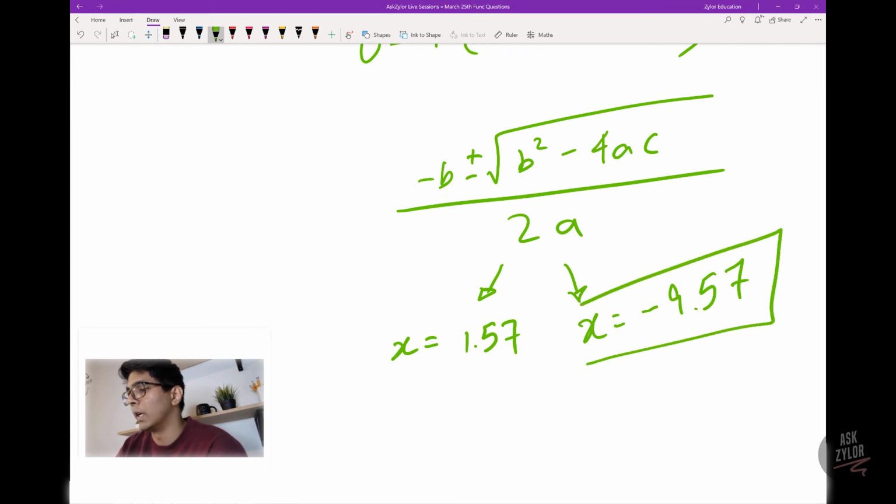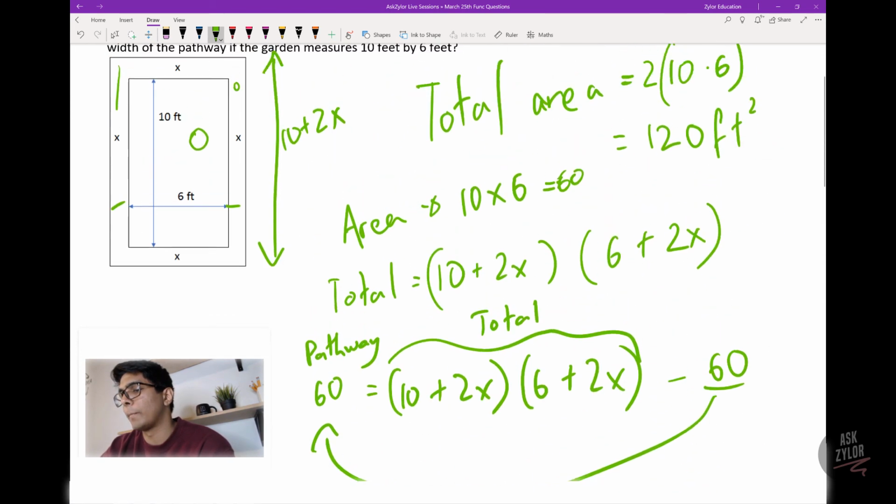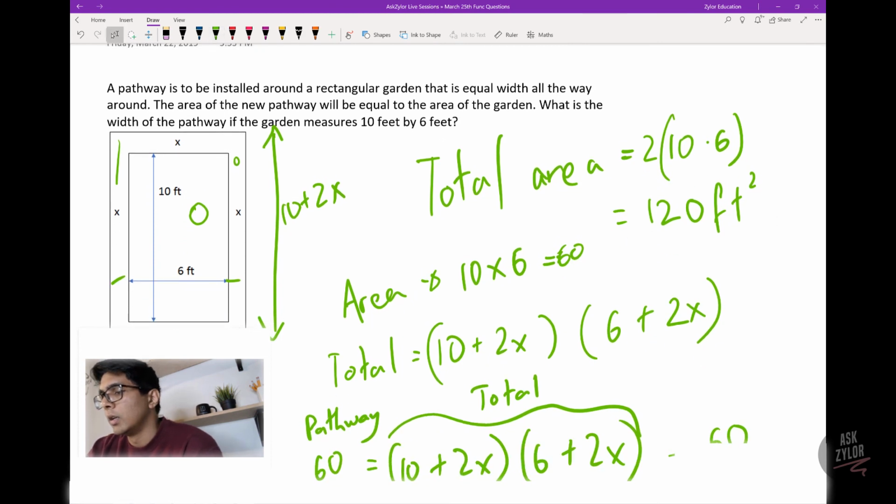We can't have a negative number because we're using it in geometric applications, so we can't really have a negative distance. So we're going to use the 1.57. So my pathway has a width of 1.57 feet. So the question is asking what's the width of the pathway, and we've answered that.